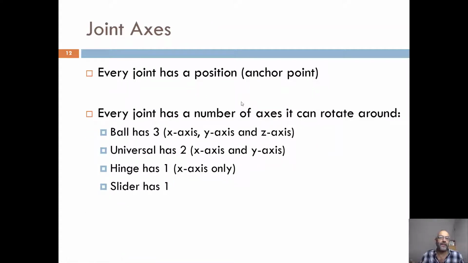So every joint has a certain position, which Unity calls the anchor point. That's the point that it rotates around, and then it has a number of axes of rotation, 3 or 2 or 1 rotation axis, and the slider has 1 translation axis, a linear axis.